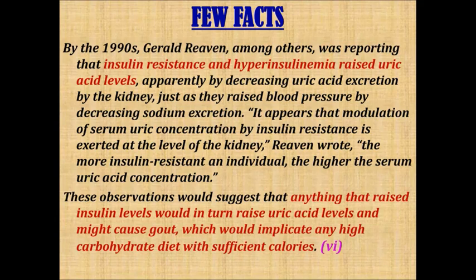It appears that modulation of serum uric acid concentration by insulin resistance is exerted at the level of the kidney. Reaven wrote, the more insulin resistant an individual, the higher the serum uric acid concentration. These observations would suggest that anything that raised insulin levels would in turn raise uric acid level and might cause gout, which would implicate any high carbohydrate diet with sufficient calories, because it is directly affecting the sodium in the kidney, and also affecting the excretion process of uric acid in our body.